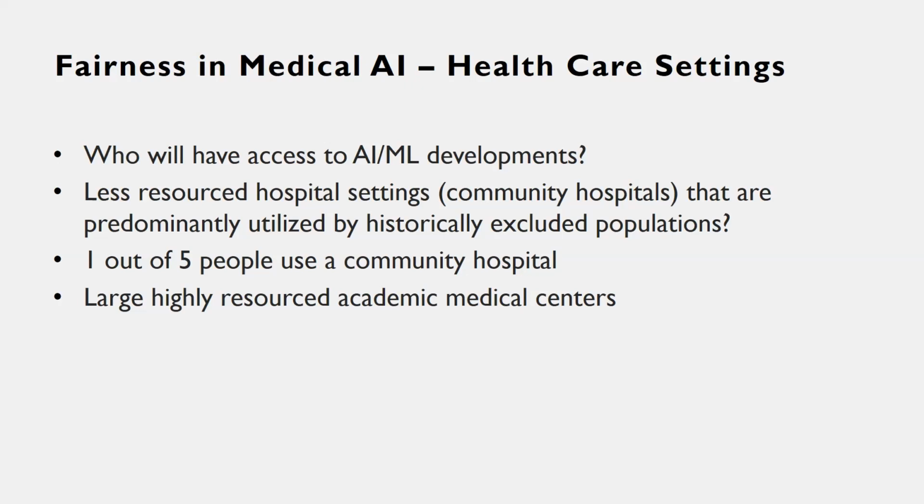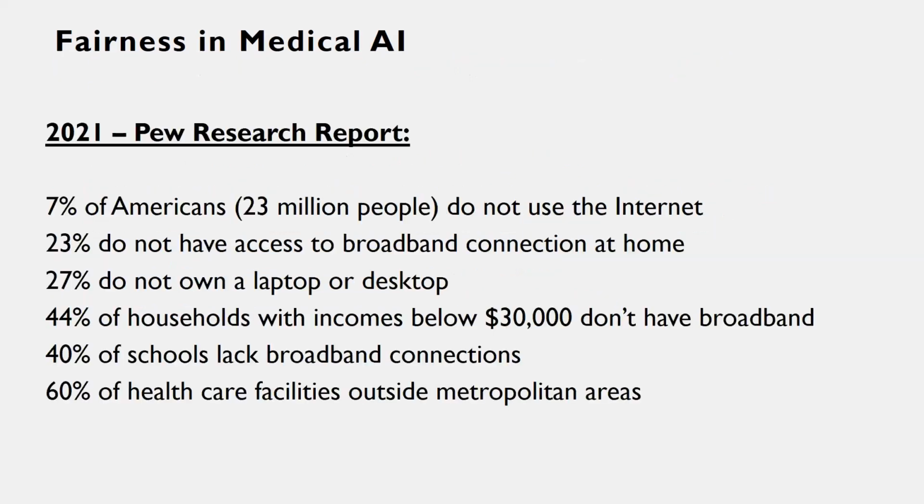But what happens to those rural areas? What happens to those community hospitals that just don't have the resources to do that, are barely hanging on, and all their beds are at max capacity, or they're in fear of closing because we know many rural hospitals are shutting down. One out of five people use a community hospital. Are they going to have access to AI? And I'm not saying that they're not, but I am saying that these are questions that we have to have in the back of our mind when we continue to ask by whom and for whom when we think about healthcare AI. This was a 2021 Pew Research report.